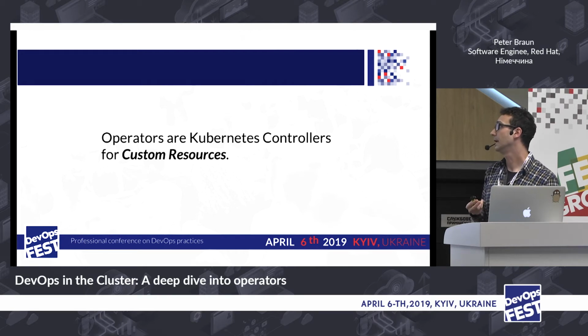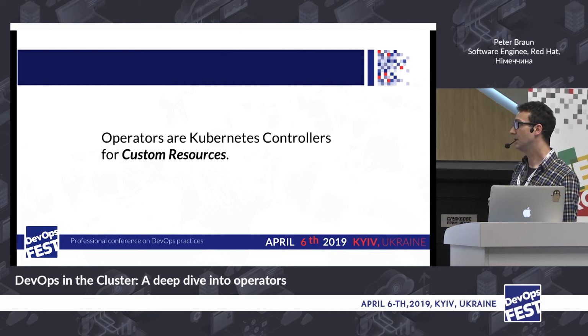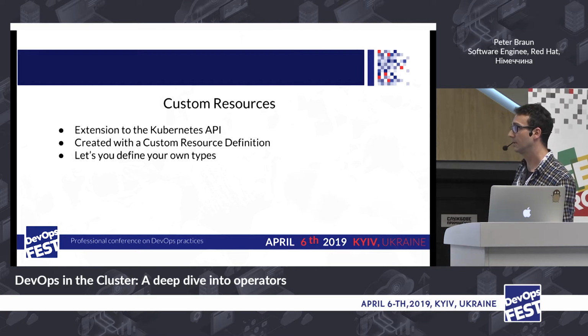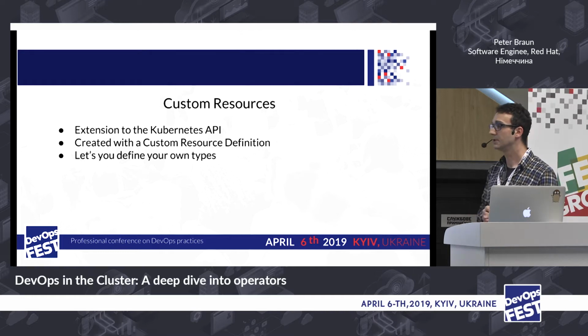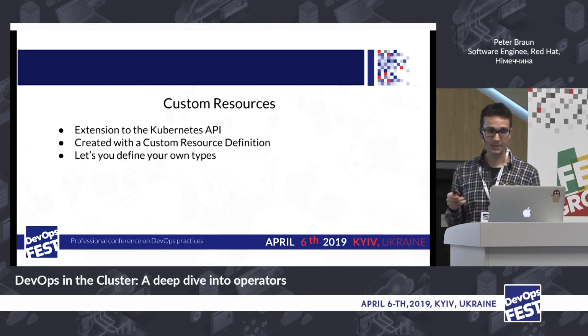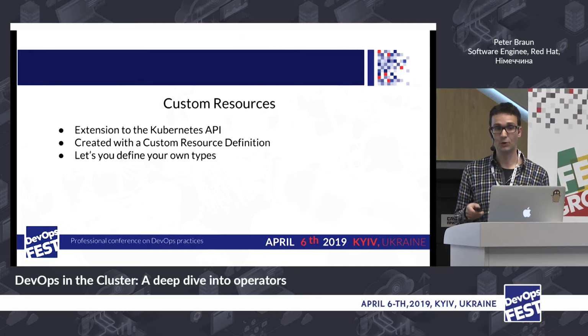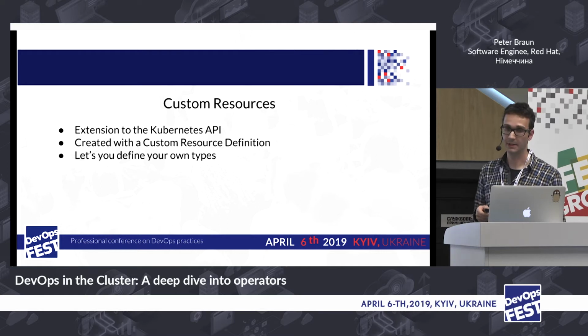Okay, so that was Kubernetes controllers. The next term we had is custom resources. So what are custom resources? They are extensions to the Kubernetes API. You can create them using a custom resource definition, and it basically lets you define your own types. There's another way to implement custom resources by basically adding your own API server, but we will not be looking at that.